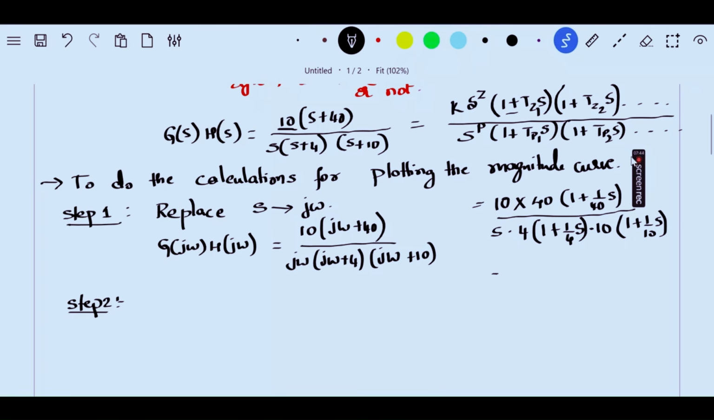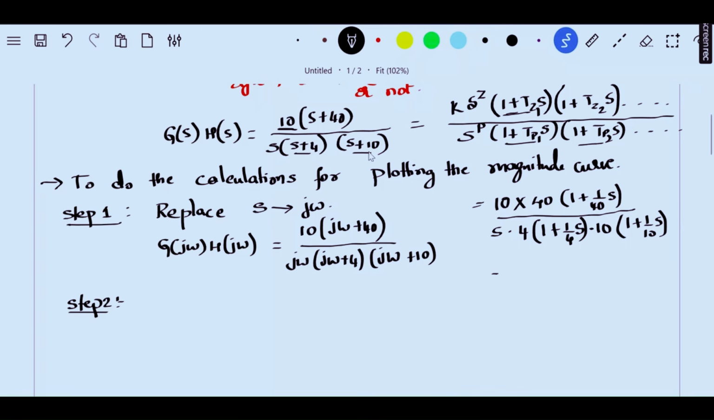So this should be in a standard form. It is 10 into 40, and you should take 40 common so that it becomes the standard 1 plus T into s form. If I take 40 common, I get 1 plus 1 by 40 into s. Similarly, these two terms, s plus 4 and s plus 10, should also be in terms of 1 plus T into s. Therefore, if I want to make this 4 become 1, then I should take 4 common here.